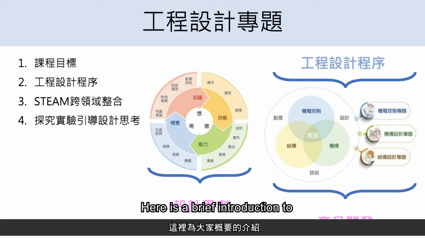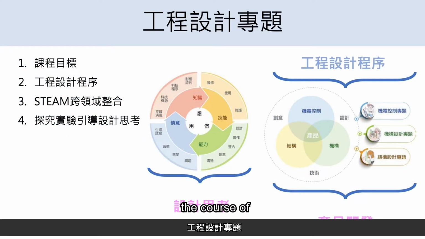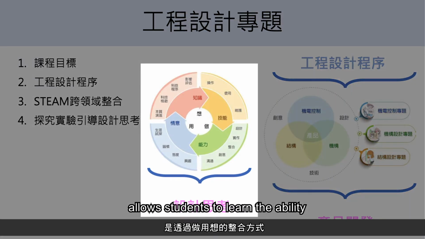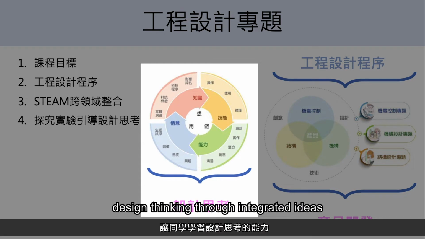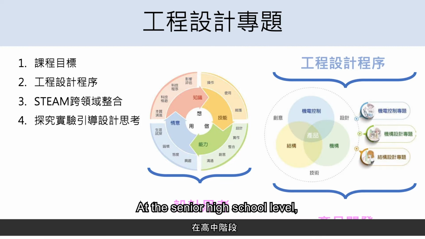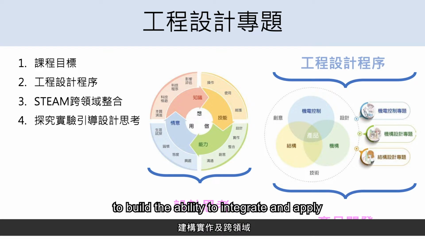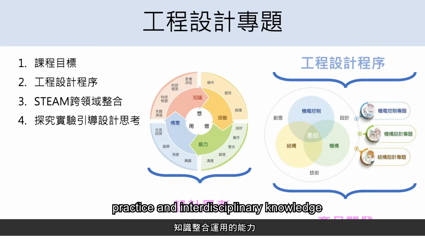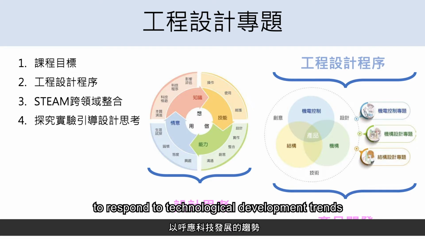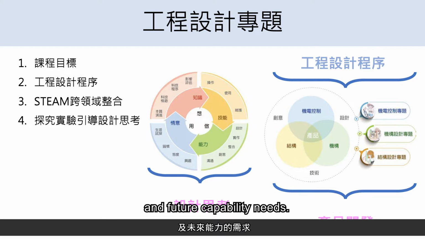Here is a brief introduction to the course of Engineering Design. This Living Technology course allows students to learn the ability of design thinking through integrated ideas. At the senior high school level, we focus on the study of engineering design methods to build the ability to integrate and apply practice and interdisciplinary knowledge to respond to technological developmental trends and future capability needs.